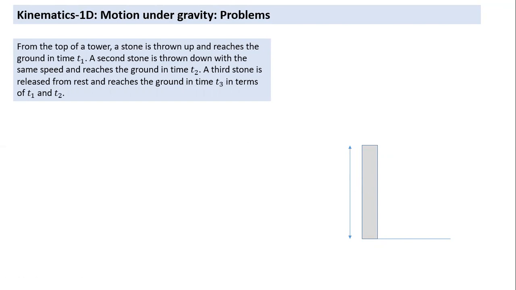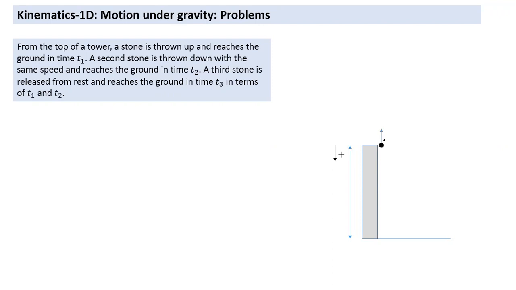Okay, whatever information is given, read the question. I will draw a figure of whatever is given here. From the top of the tower, the stone is thrown up and reaches the ground in 1 second. In all cases, reaching the ground means displacement is in the downward direction. So I will take downward direction to be positive.